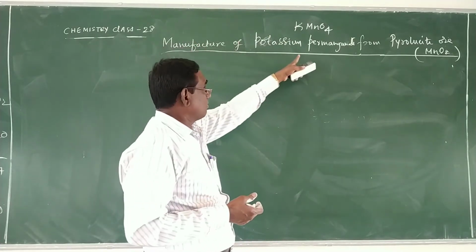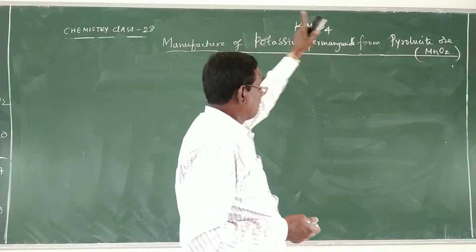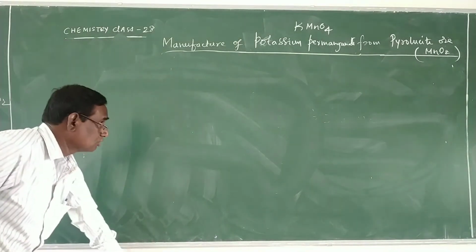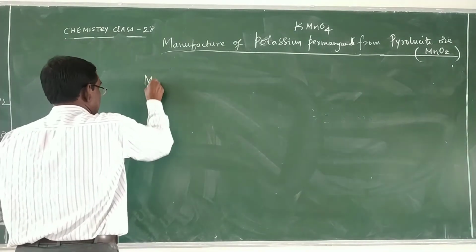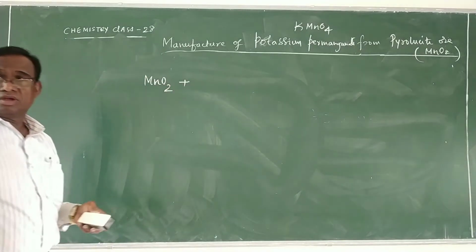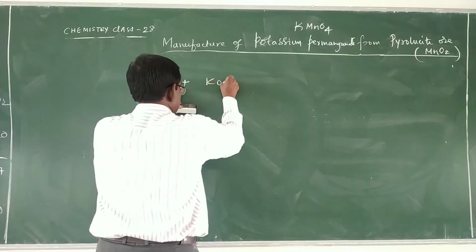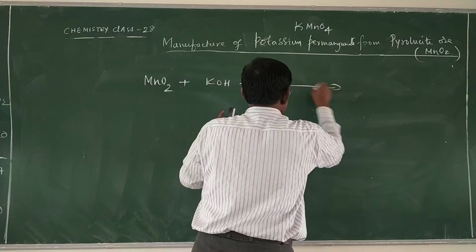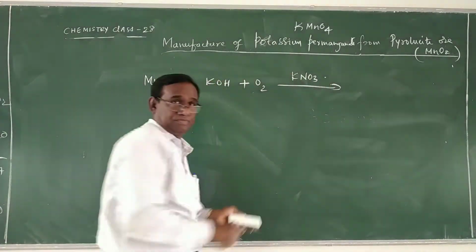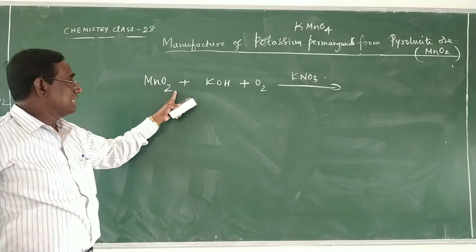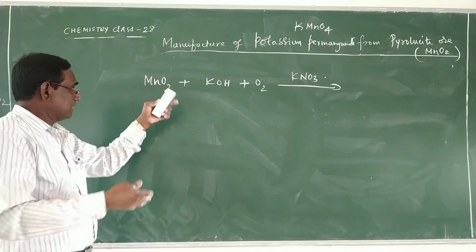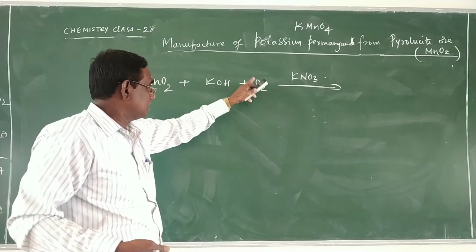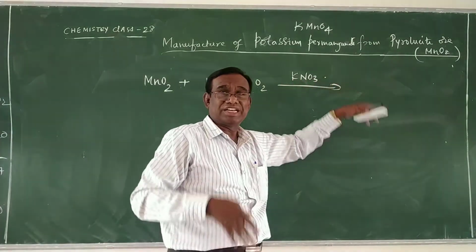This potassium permanganate is manufactured from pyrolusite ore, which is nothing but manganese dioxide. In this manufacture, MnO2 is mixed with potassium hydroxide, KOH. Very important, manganese dioxide is fused with potassium hydroxide, with excess of air, and oxygen is obtained from potassium nitrate as an oxidizing agent.